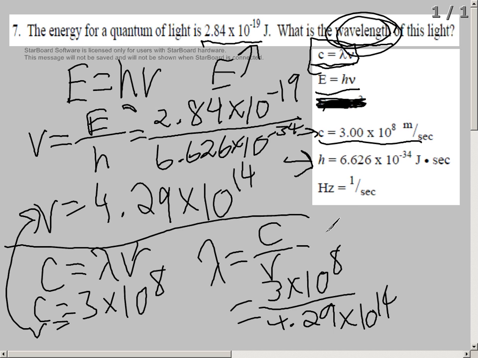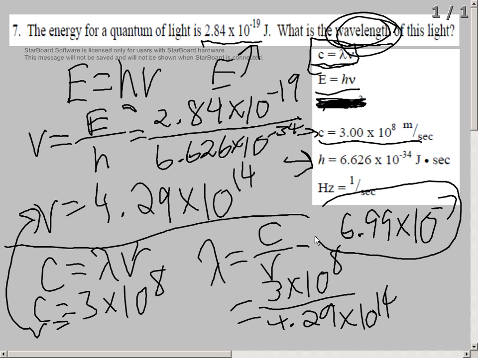So there's our answer. 6.99. The wavelength is 6.99 times 10 to the negative 7 meters. That is the answer for number 7.